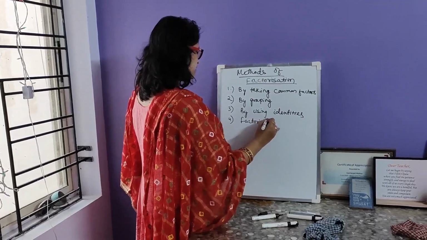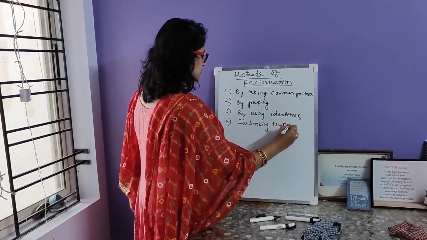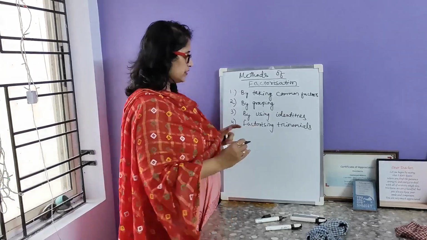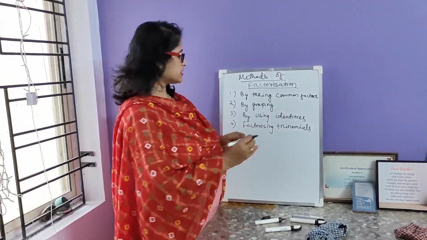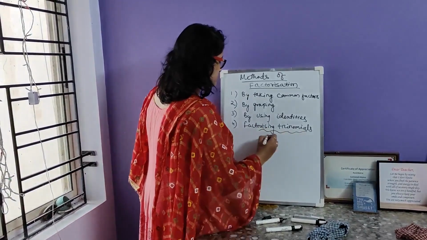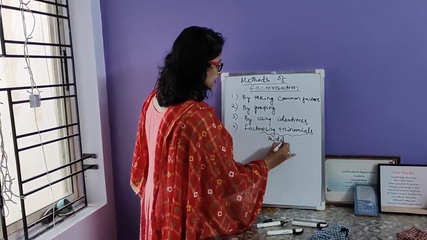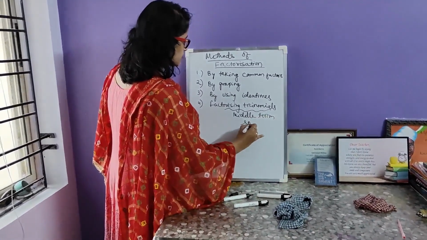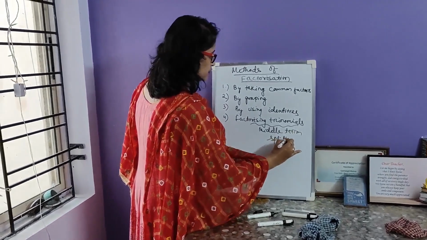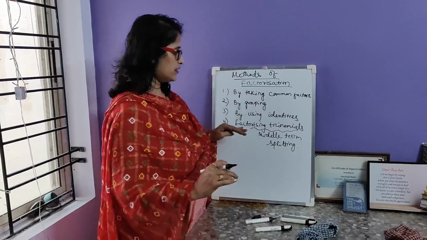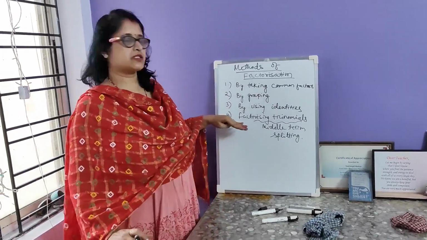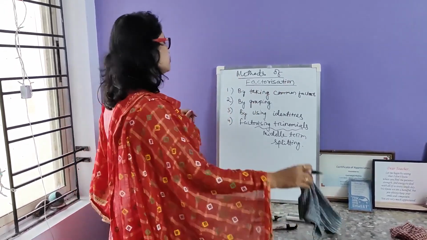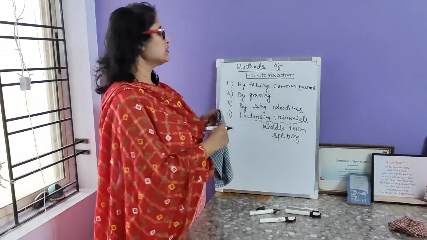In some books, factorizing trinomials is also known as middle term splitting. But we will discuss this one when we do the fourth method. Now first we will discuss the first method, by taking common factors. Let's see how we do it.